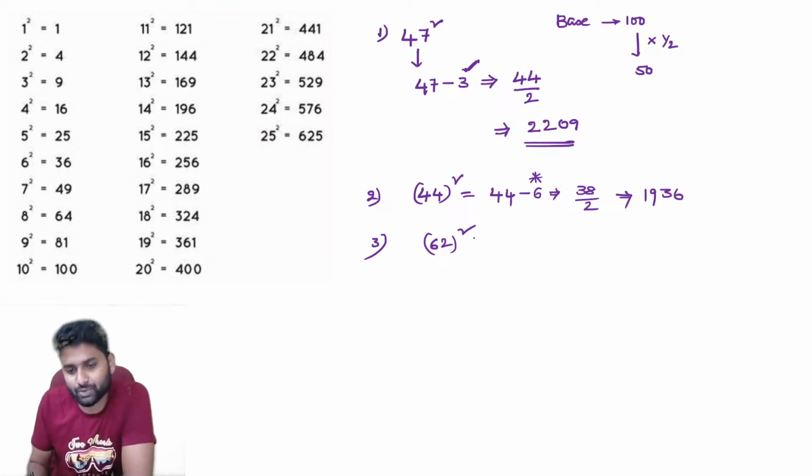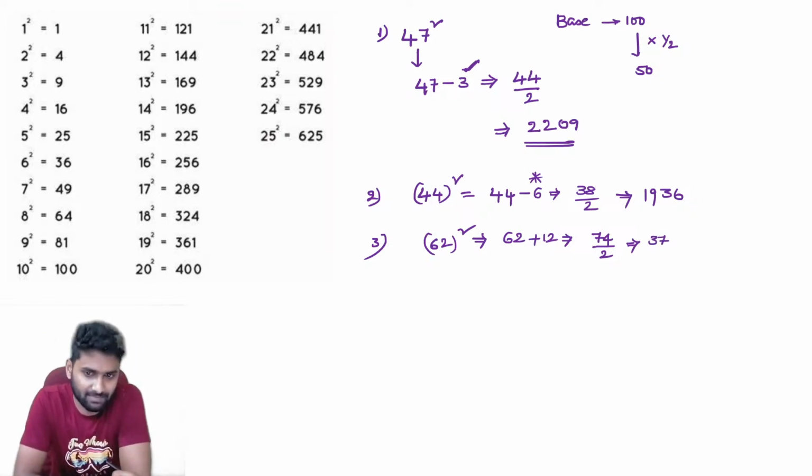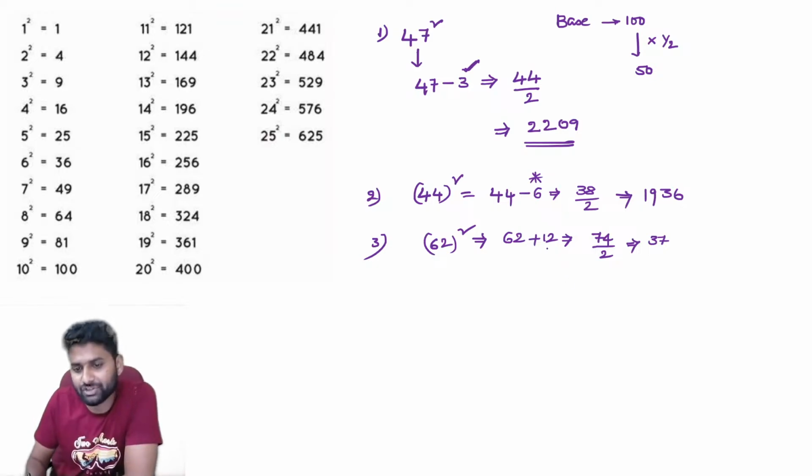Now, 62 is more than 50 by 12 units. 62 plus 12 is equal to 74. Now, 74 divided by 2, here the number is 37. Now, we are adding 12 units, which means you have to take the square of 12. 12 square is equal to 144. Write down 1 here, 4 here, 4 here. Finally, 3844 is the correct answer.